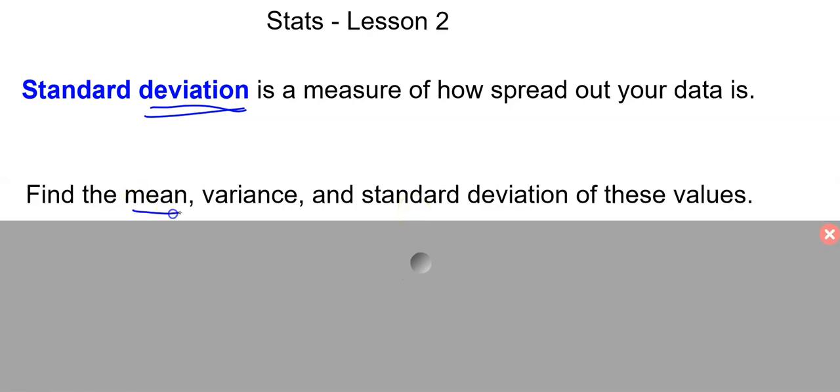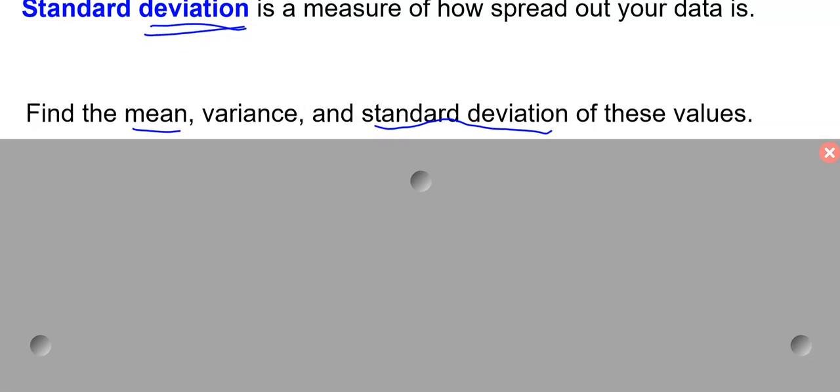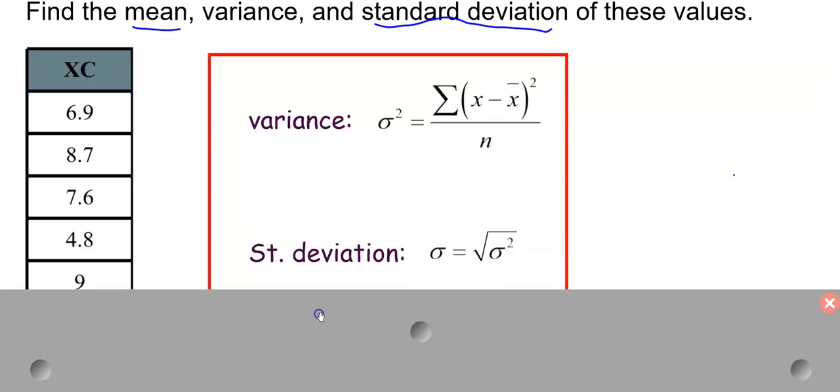So mean and standard deviation are very much connected. They're related to each other. Standard deviation is a measure of how much deviation there is from the mean on average, so to speak. It's kind of a typical deviation from the mean.